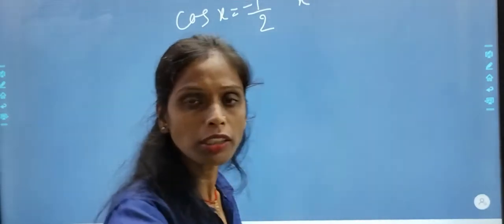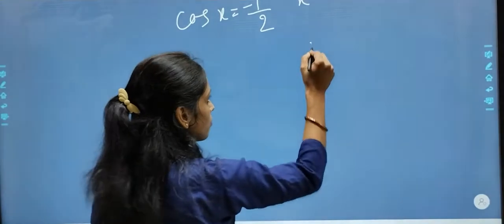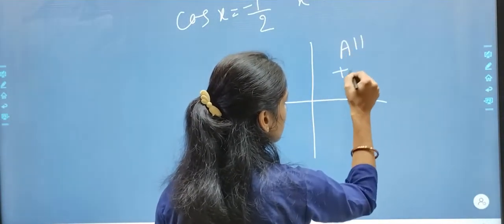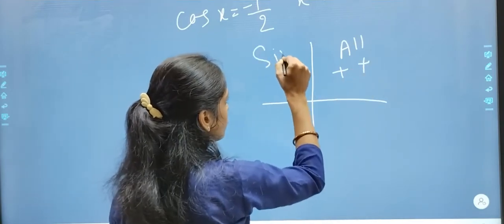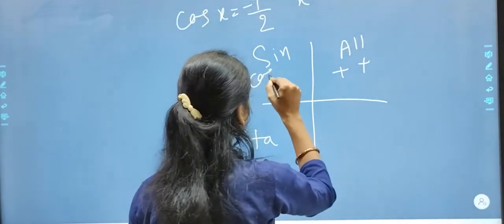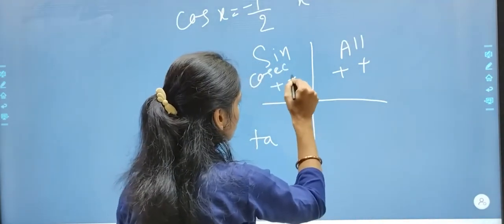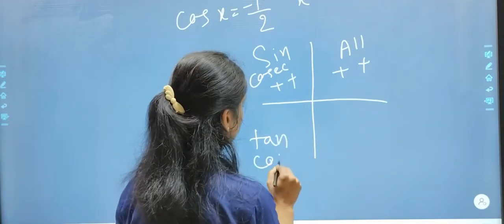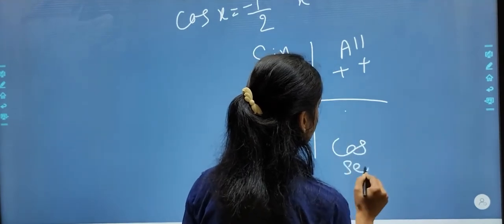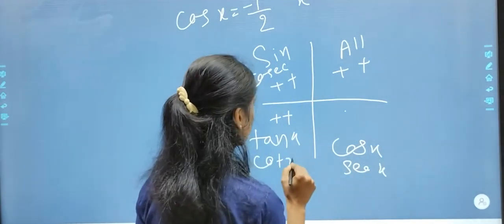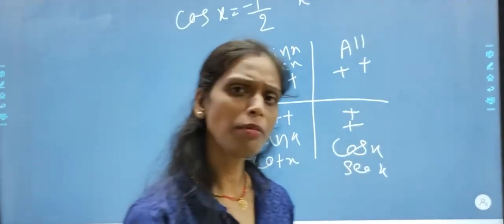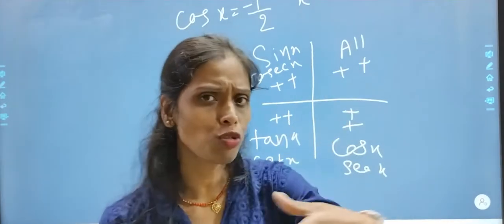Then you have to find out all that trigonometrical ratio. Then it is very easy, you know. All will be positive here. Sin and cosec will be positive. Tan and cot will be positive, and cos and sec will be positive. Now keep only this formula in your mind and solve it.